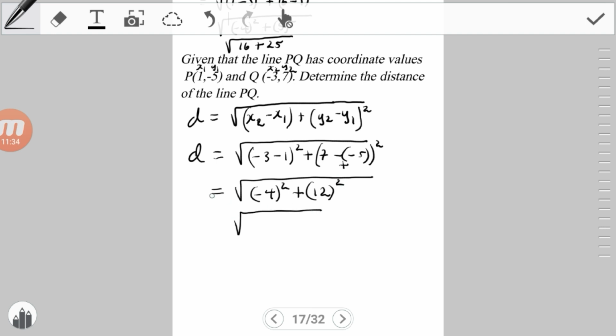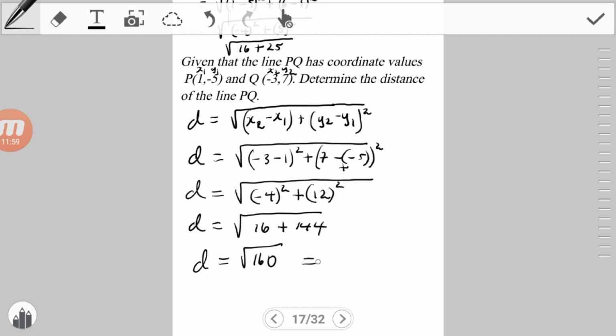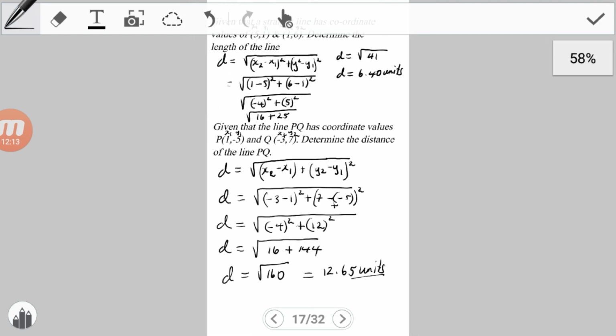So what we're looking at here is that d is equal to the square root of 16 plus 144. Right, if we add both of those, we're going to find that d is equal to the square root of 160. So by finding the square root of 160, we'll find that our answer for this particular line here is 12.65 rounded to 2 decimal places units. All right, that would be the distance of this particular line here.